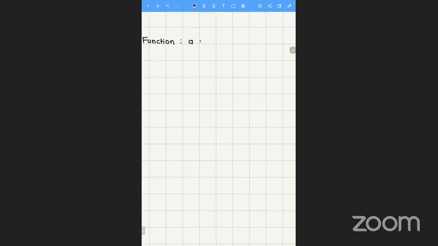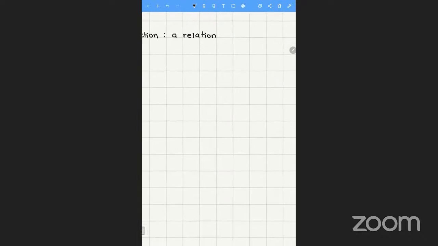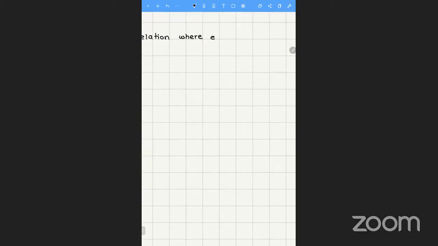What is a function? A function is basically a relation. You're going to be relating two variables, x and y. A function is a relation where each value. Write it nicely, so you can read it if you ever have to.